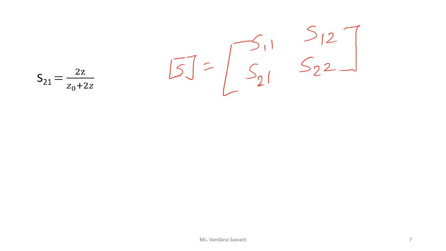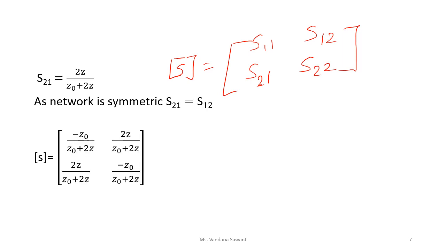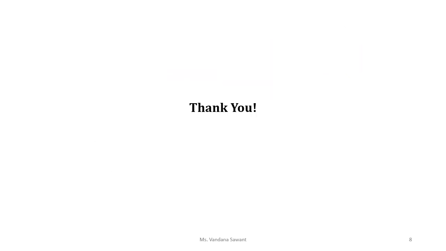Now we will put whatever values we have calculated in the places of S11, S22, S21 and S12. As the network is symmetrical, S21 is equal to S12. So we can put the values we have calculated. S11 is minus Z0 divided by Z0 plus twice Z, and that will be the same as S22. Then S12 and S21 will be twice Z divided by Z0 plus twice Z. So this is your final S parameter matrix for the shunt network. Thank you.